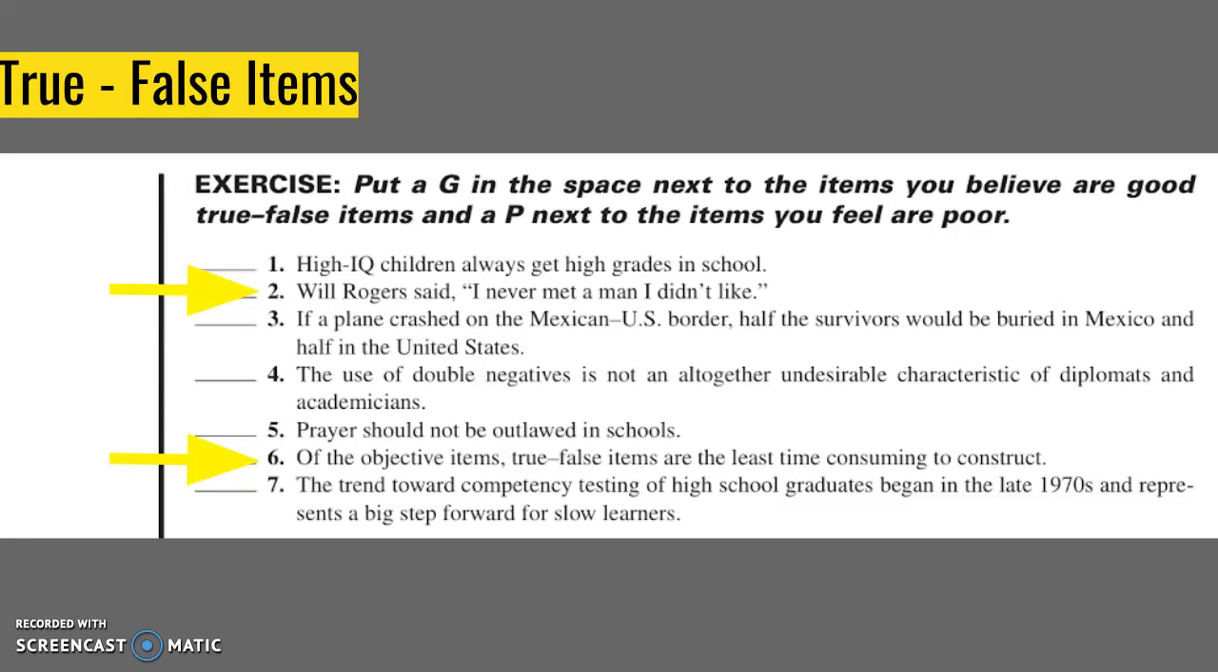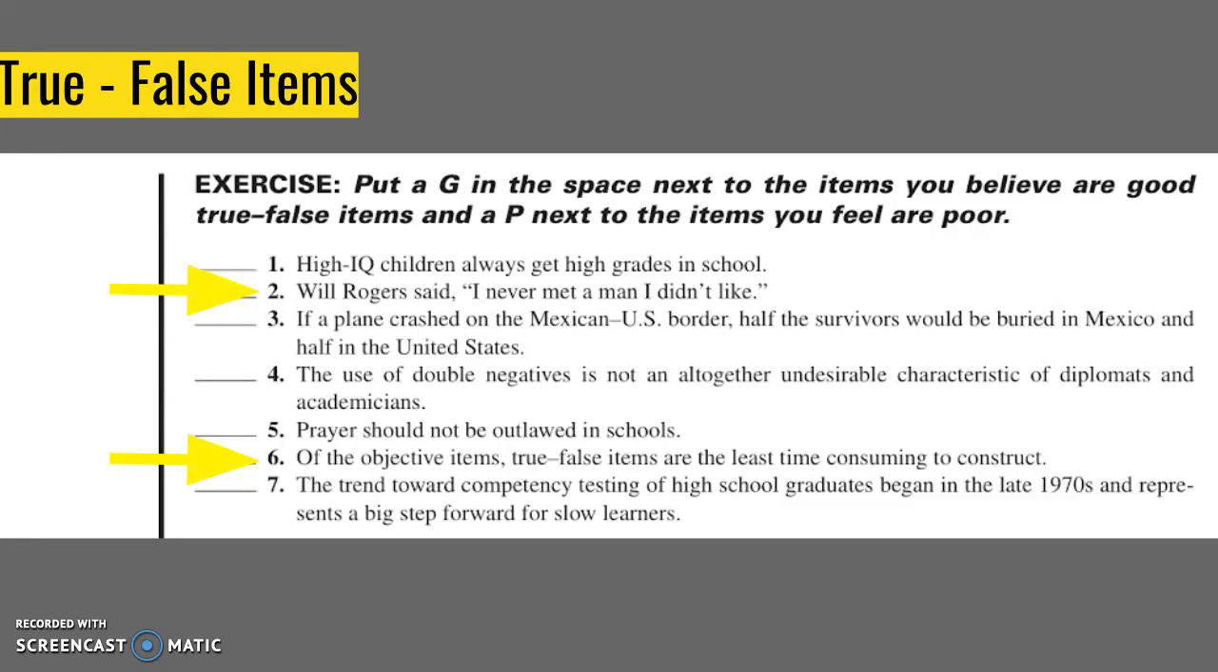Number 4. Let's see. Number 4 would actually be poor. It's a double negative using not and un. It's too confusing, and it's also kind of an opinion. Number 5, poor example of an item. Again, it's more an opinion: prayer should not be out loud in schools.